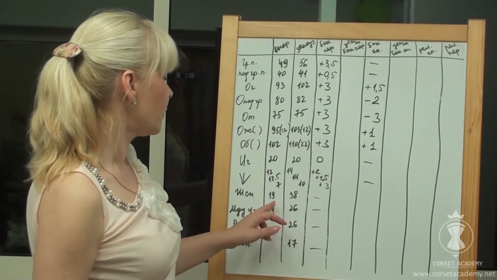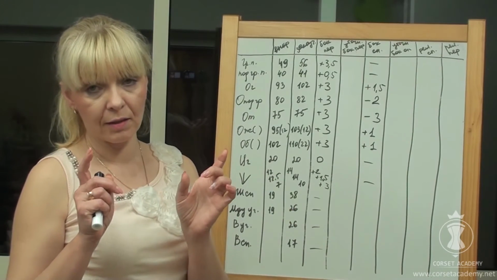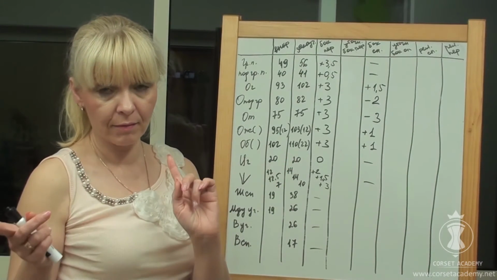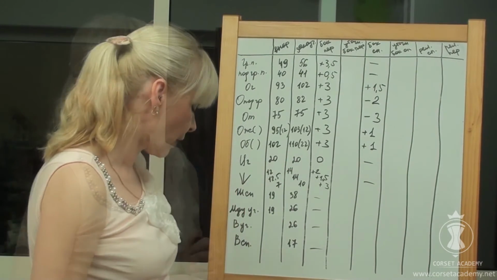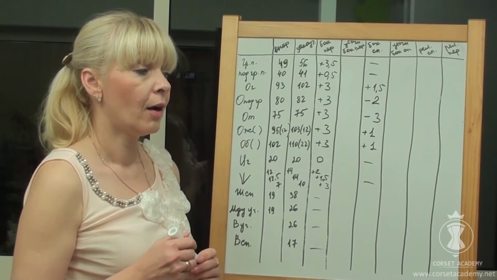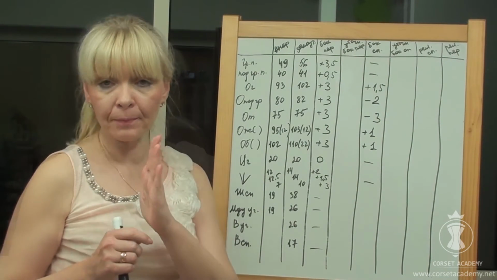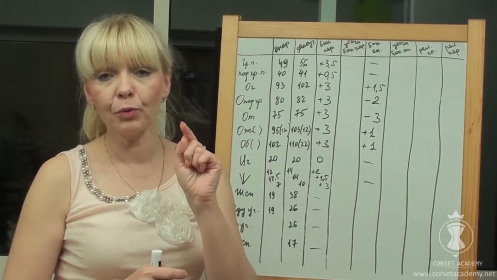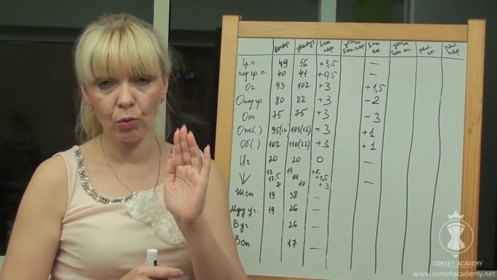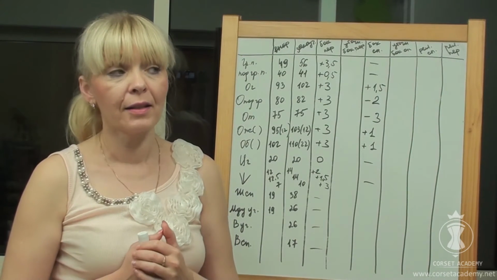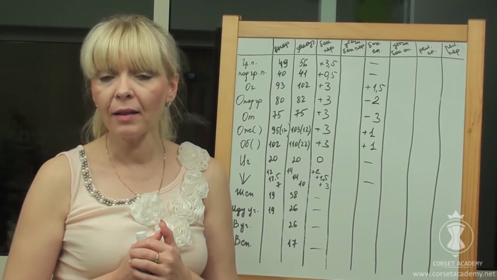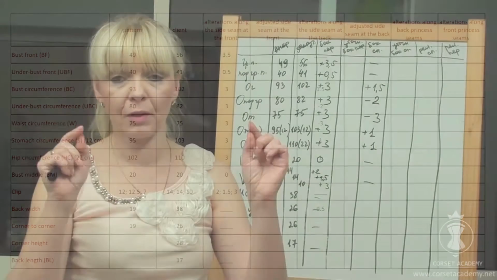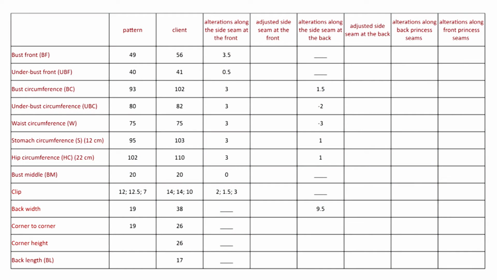I divide it in half because the piece has 2 sides. I get 9.5 centimeters. It's the value I'll need to mark from the princess seam toward the side edge of the side back piece. As a result, I will find the point from which I took the back width measurement. It's that problem area that needs to be covered up. I write 9.5 centimeters in the table.